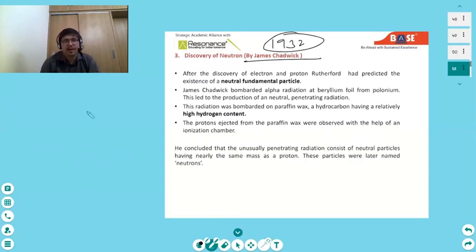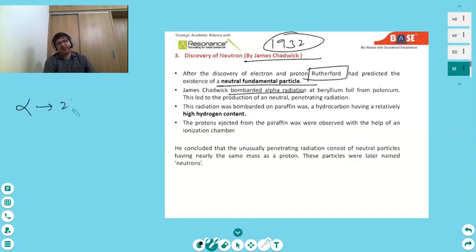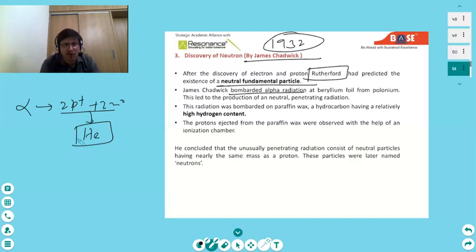Okay. Now, he did an experiment. After the discovery of electron and proton, Rutherford had predicted the existence of a neutral fundamental particle. Rutherford predicted, but Chadwick discovered. James Chadwick bombarded alpha radiation. Alpha radiation is represented like this. Alpha radiation basically means it has 2 protons and 2 neutrons inside it. Basically, it represents helium in the ionic form, and it does not have any electron.